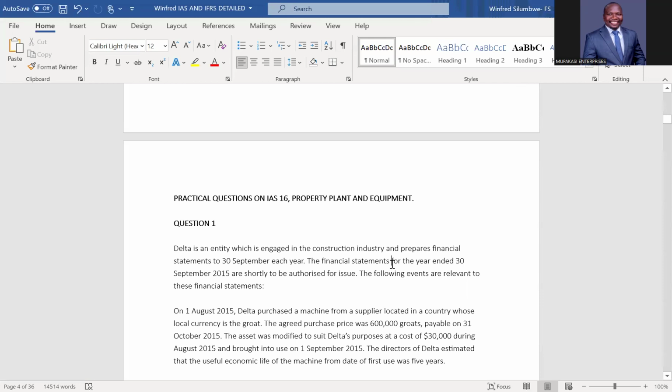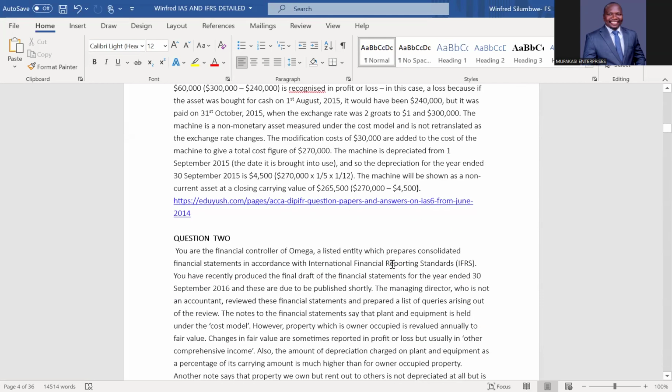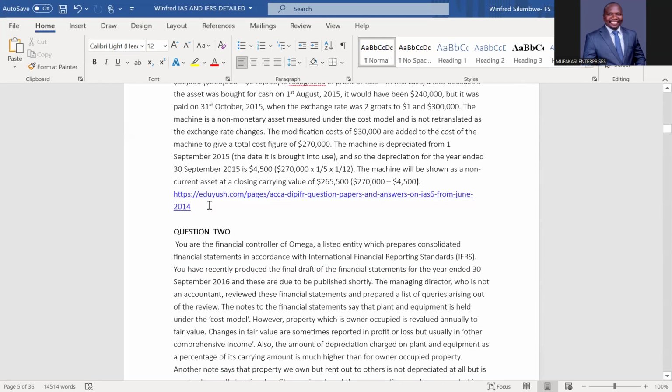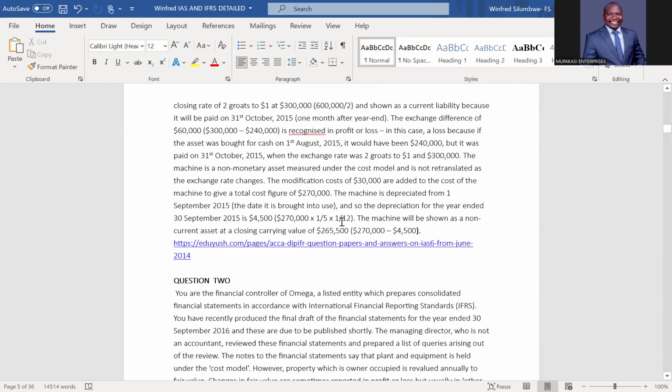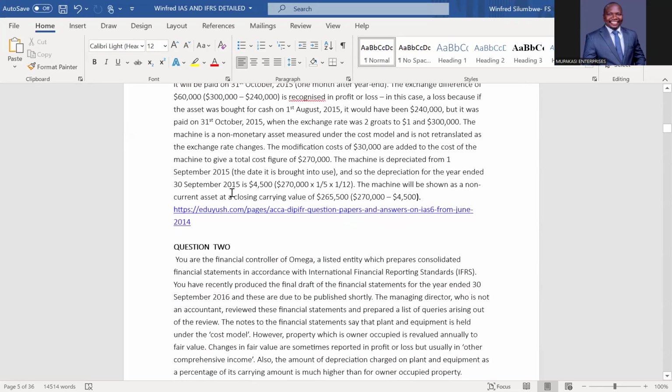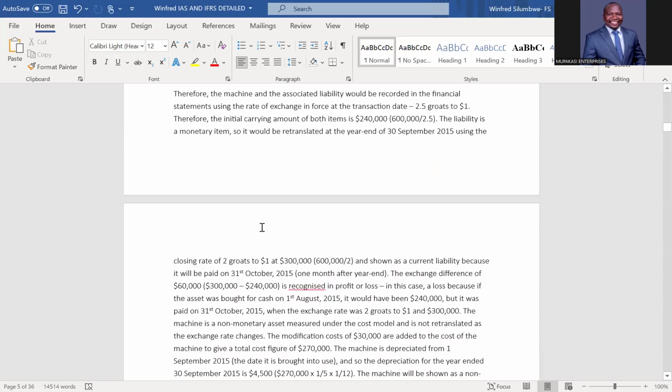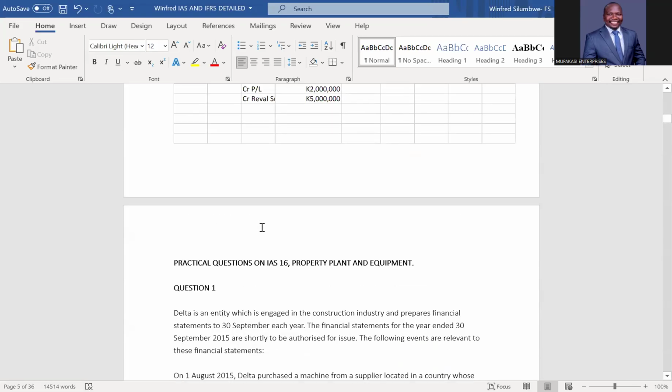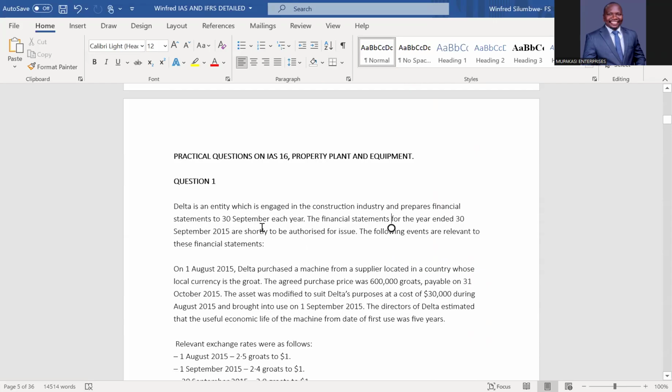It's important to acknowledge educh.com. That's where I got this example. So those of you who want can search, and you shall find this good example. So now this is a practical exam question on how to account for property, plant, and equipment.